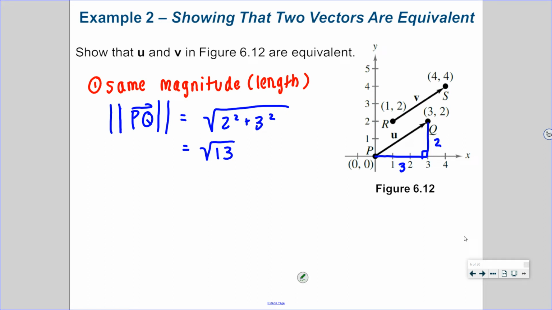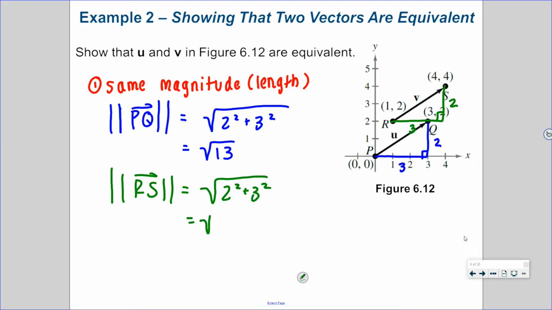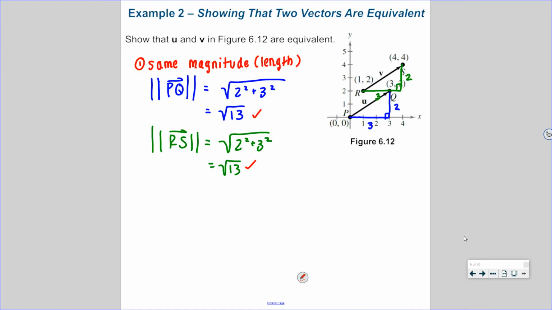All right, magnitude of RS. The directed line segment RS. You can see here, obviously, I'm going to get that same square root of 13. Okay, so they have the same magnitude. Check. Now we just have to make sure they are going the same direction. So to check that, we're just going to find the slope.